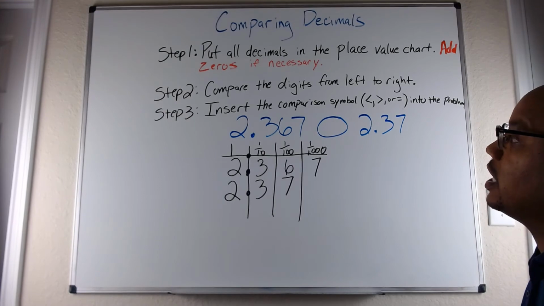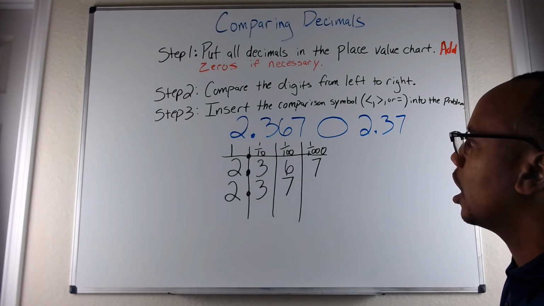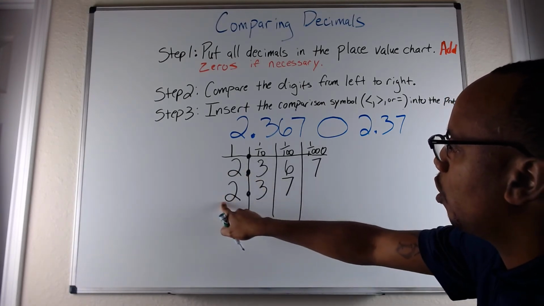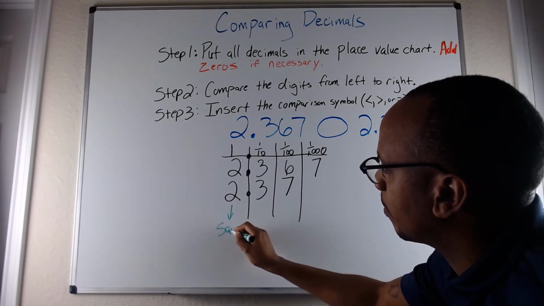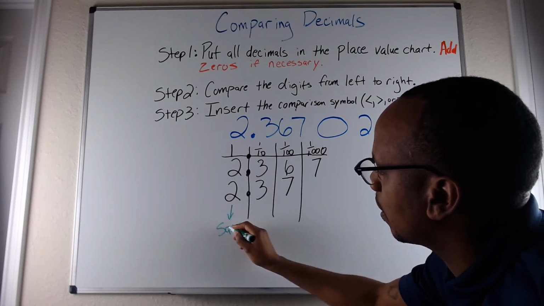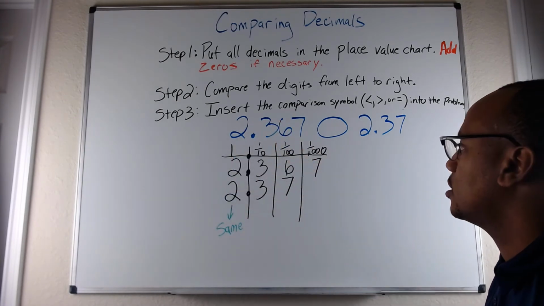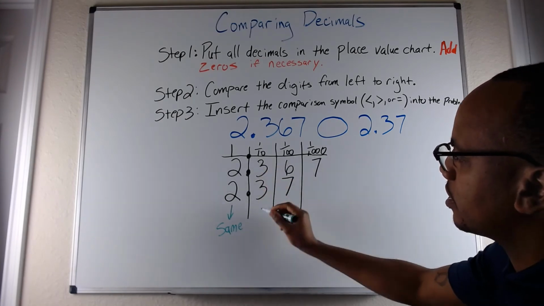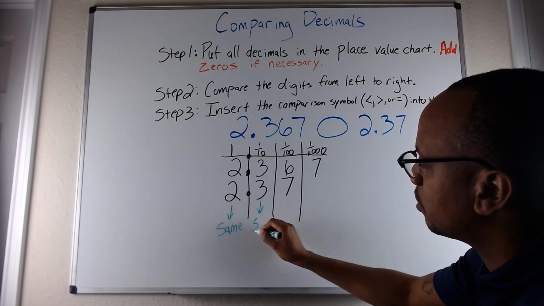Right? So if we look in the ones place, we see 2 wholes, 2 wholes. So in the ones place, they are the same. So we move over to the tenths place. Well, I have 3 tenths and I have 3 tenths. So far in the tenths place, they are still the same.